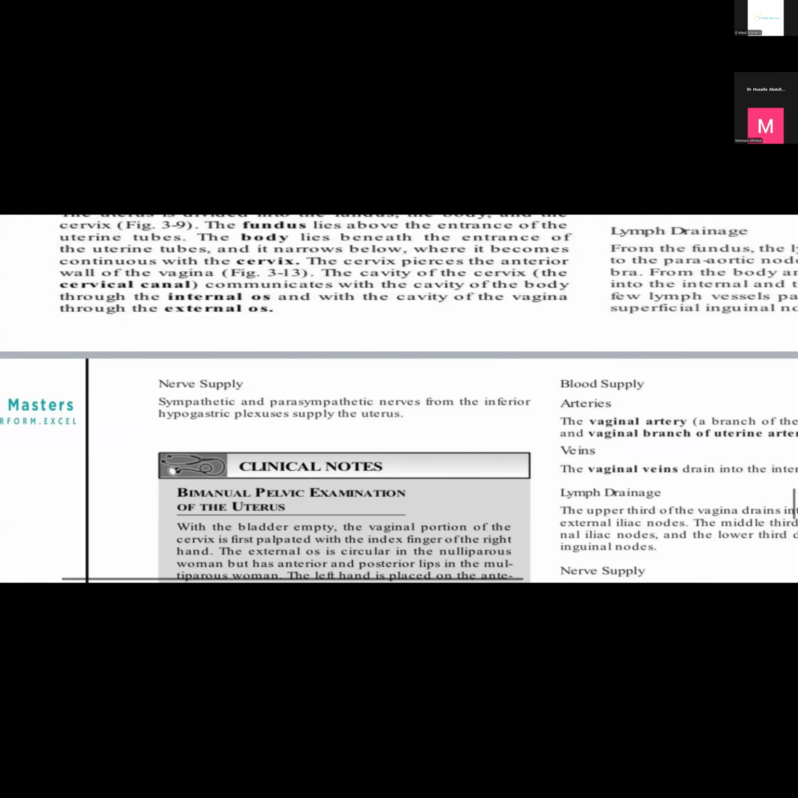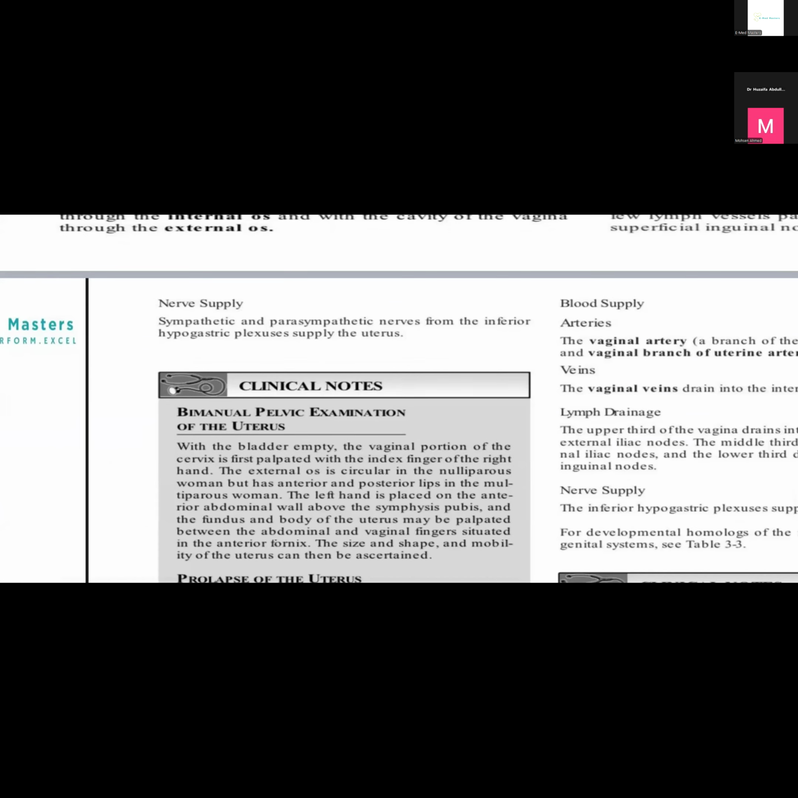Nerve supply of uterus. Sympathetic and parasympathetic nerves from the inferior hypogastric plexus supply the uterus. All the pelvic structures are supplied by the sympathetic and parasympathetic nerve fibers from the inferior and superior hypogastric plexus.